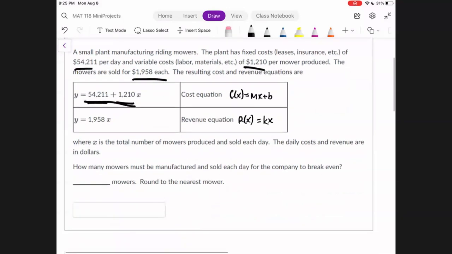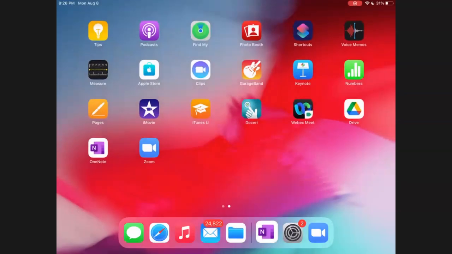So how many mowers must be sold to break even? So you want to think, that means when revenue equals cost. So one approach here is we just type all this into Desmos, or you could solve it, set them equal, so it's really up to you. I'm just going to type them into Desmos.